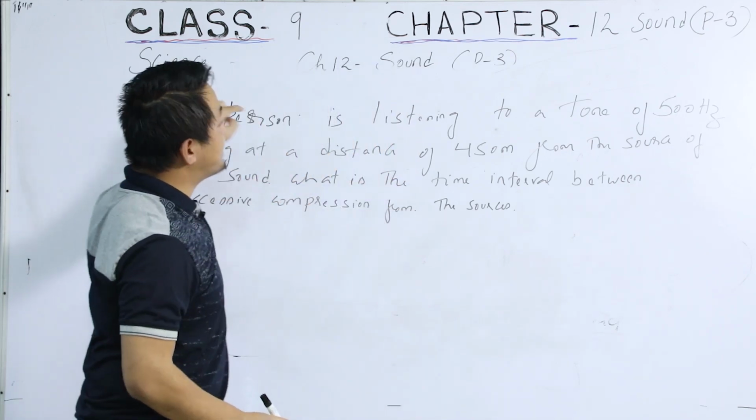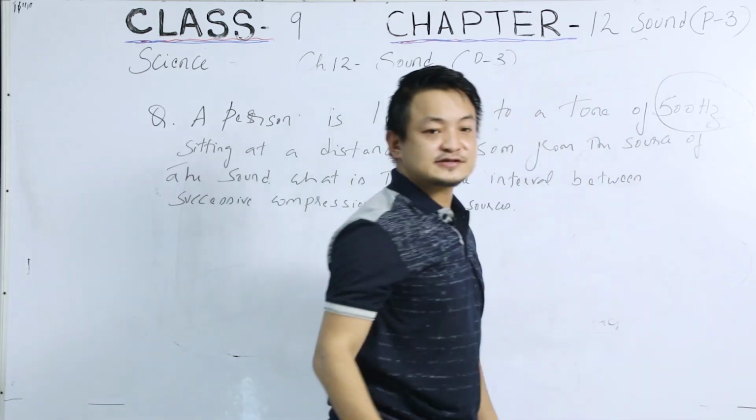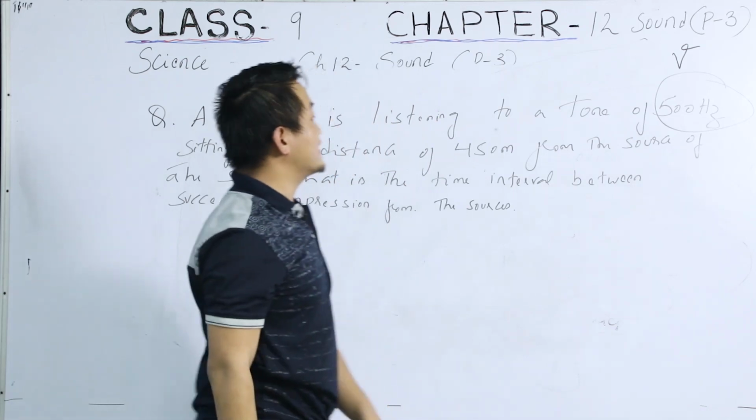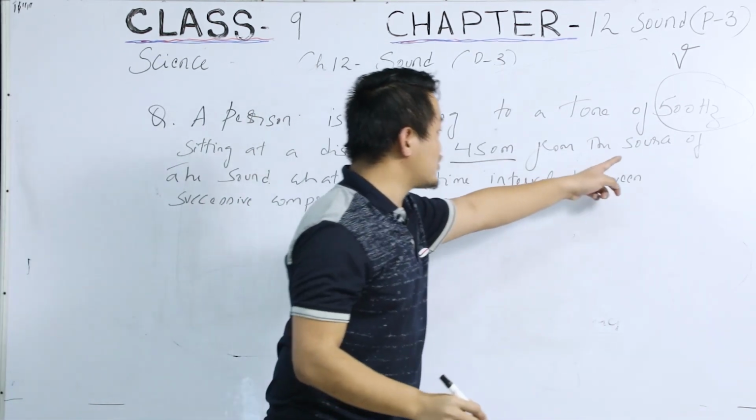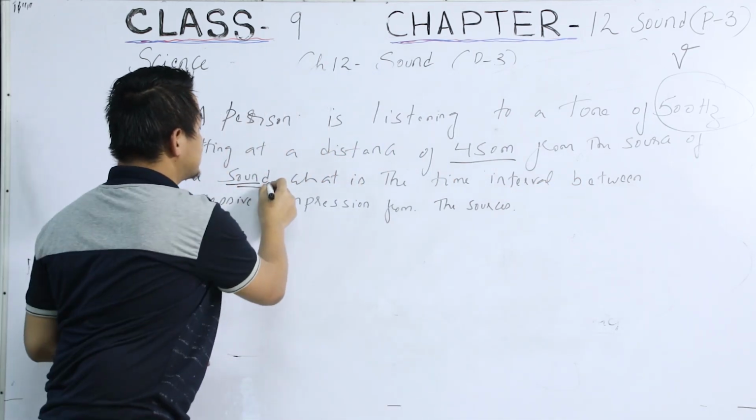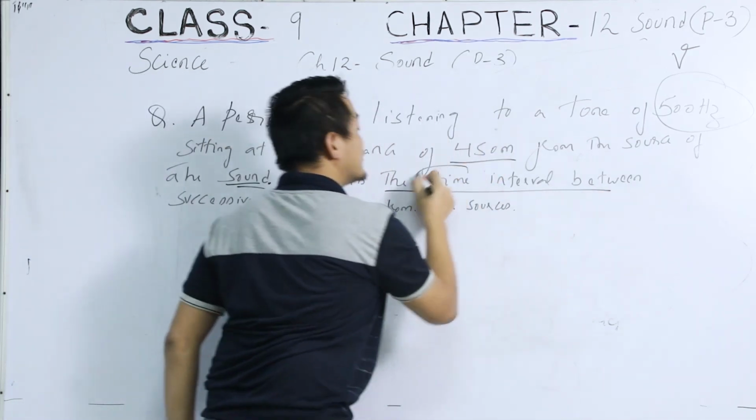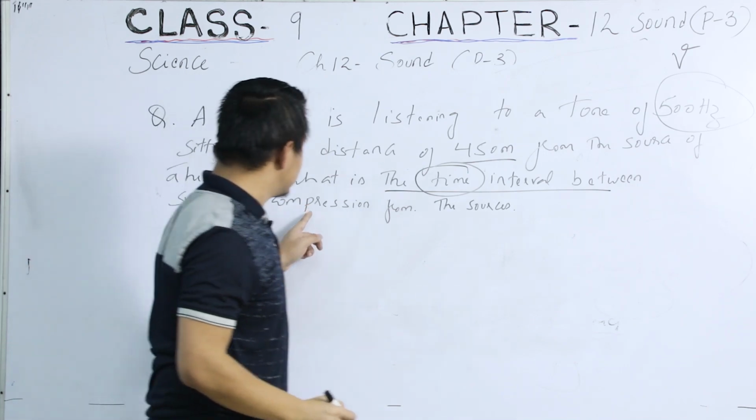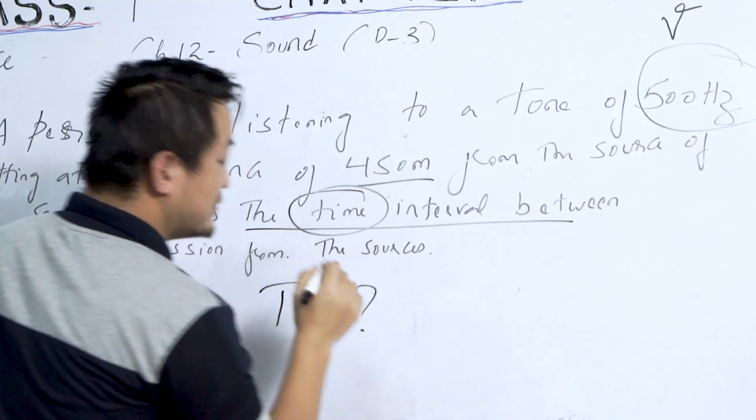The question says, a person is listening to a tone of 500 hertz. So this is the frequency. The person is sitting at a distance of 450 meters from the source of the sound. That is about the question, but what are they asking? They're asking, what is the time interval between successive compressions from the source? So they are asking the time.